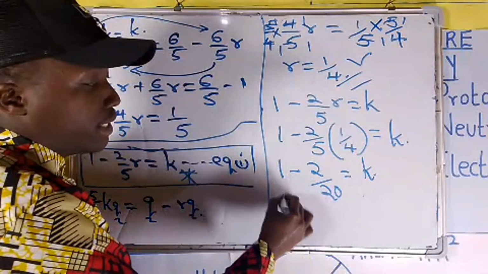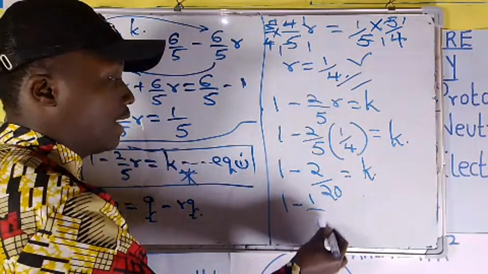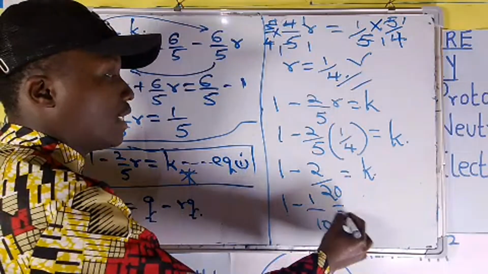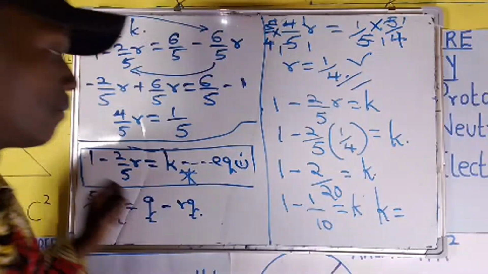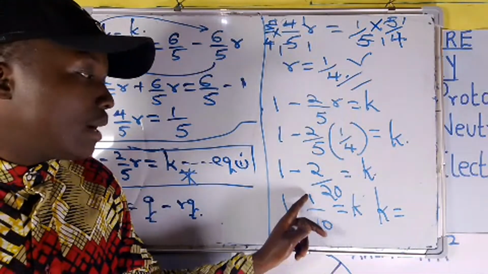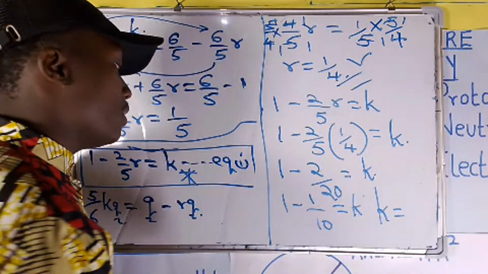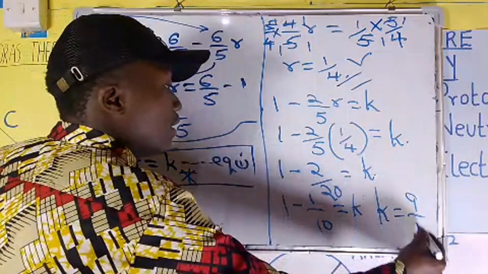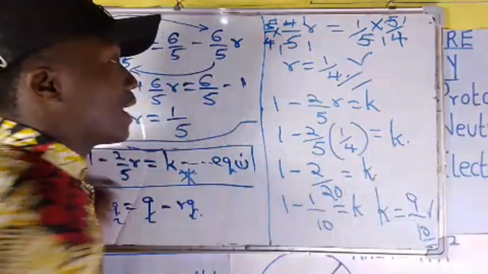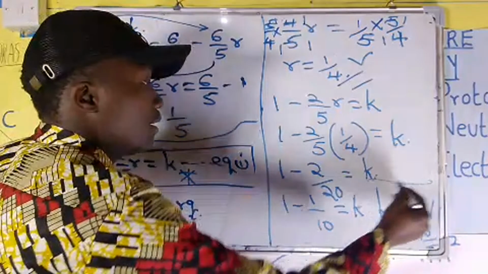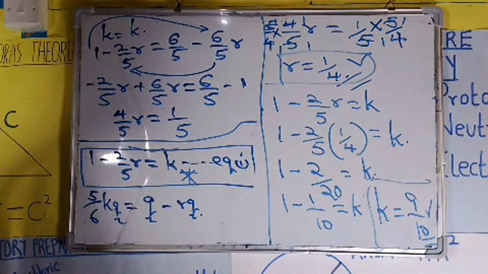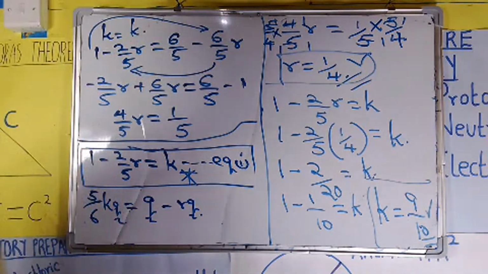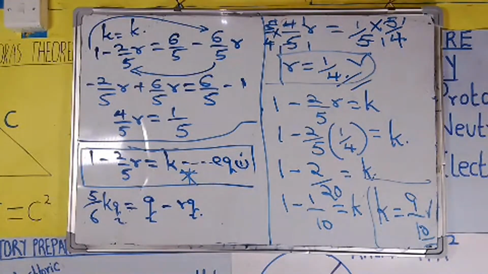So 2 over 20 is the same as 1 over 10. So 1 minus 1 over 10 is equal to k. That will be equal to 9 over 10. So our k is 9 over 10. And our r is a quarter.